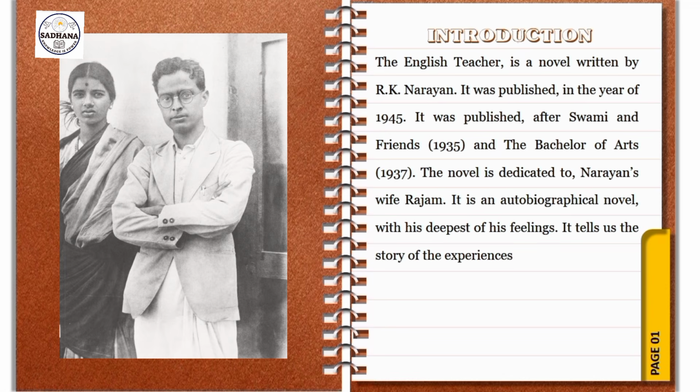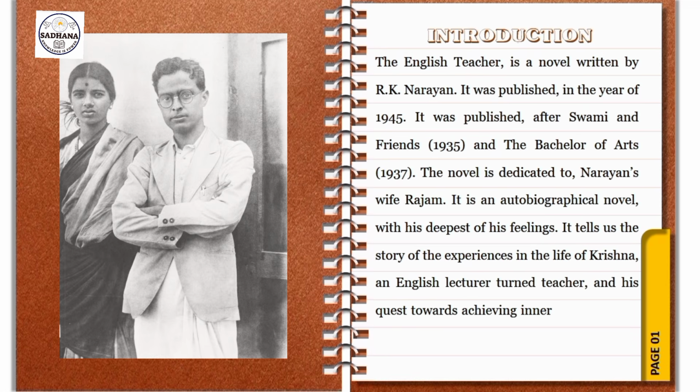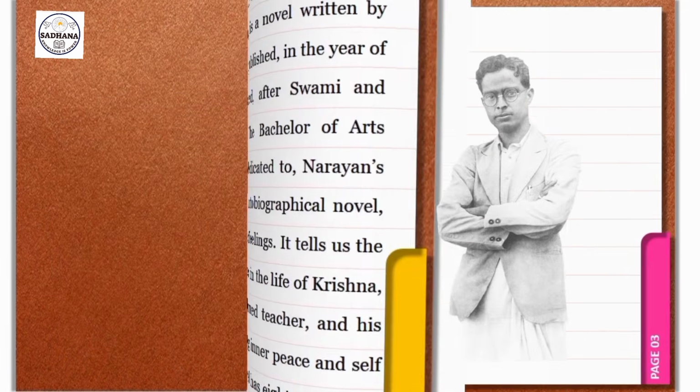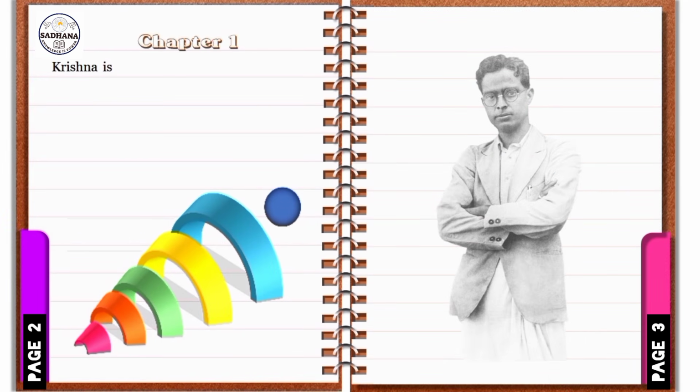It tells us the story of the experiences in the life of Krishna, an English lecturer turned teacher, and his quest towards achieving inner peace and self-development. This novel has 8 chapters. Chapter 1. Krishna is the main character of the present novel.